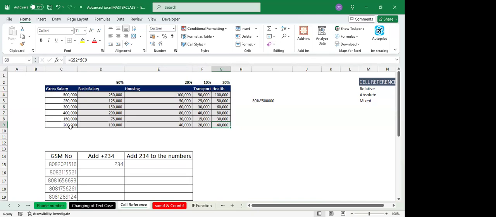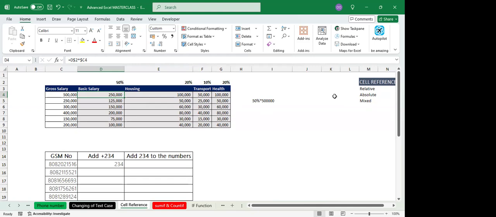Is 40,000 20% of 200,000? Yes. Is 80,000 20% of 400,000? Yes. So it means it's actually correct the way I've logged it. What you want to pay attention to now is the understanding of this referencing. In getting this, what I actually use is mixed referencing.